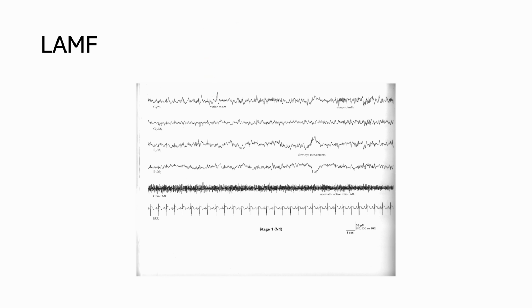You can tell the difference between K complexes and vertex sharp waves because the V waves stay on top of the baseline. K complexes go up quickly and then down through the baseline, way down, and then travel back up.